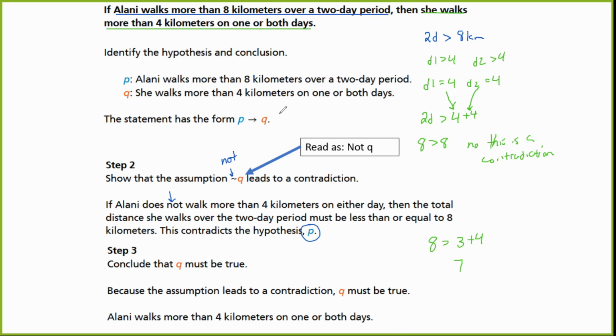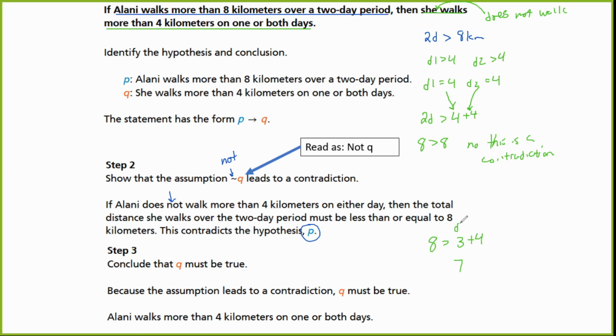So now you're going to probably say, well, what if we just said she did 10 kilometers on one day? Well, then we have to go back and consider that we have to negate this conclusion. She does not walk more than 4 kilometers on one or both days. So we have to keep it under 4 for both days. And that's what we've done.